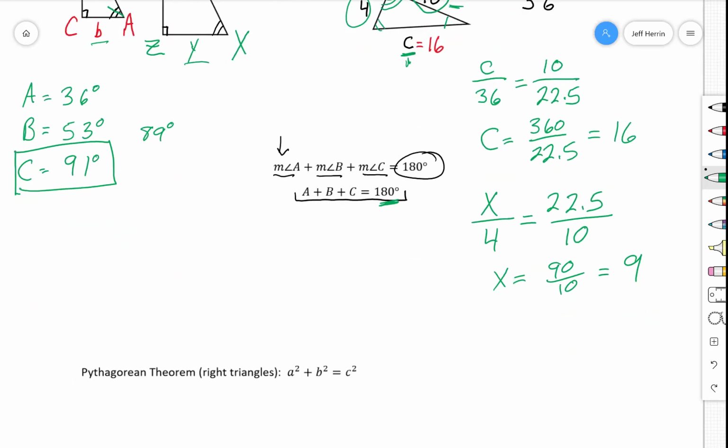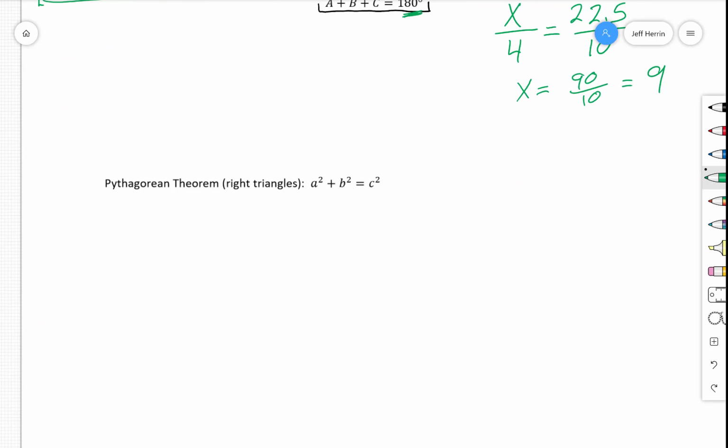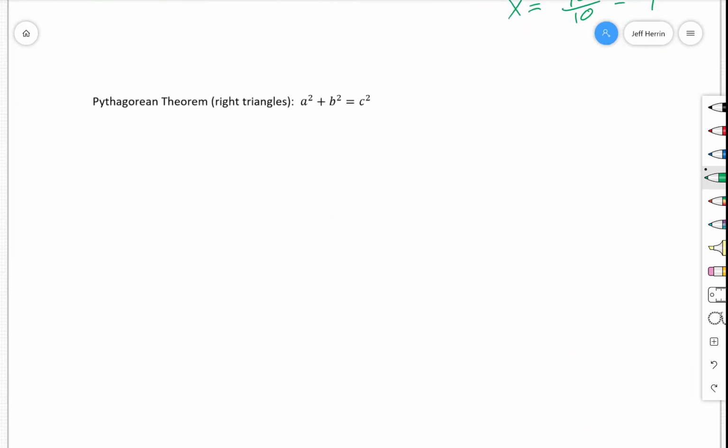Alright, let's move on to the Pythagorean theorem. The Pythagorean theorem is a special theorem. It's only for right triangles, so we need to remember that. There is something similar to it that will work on any triangle. We call that the law of cosines, and that's going to be way at the end of the semester. So let's look at the Pythagorean theorem for a right triangle.